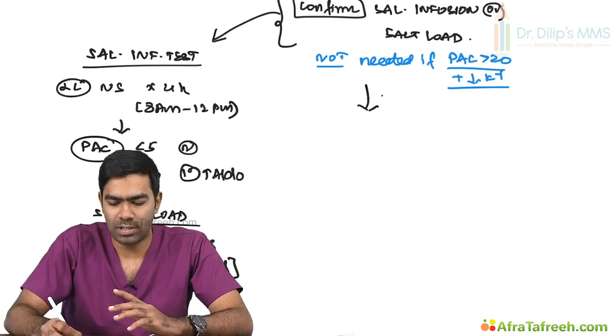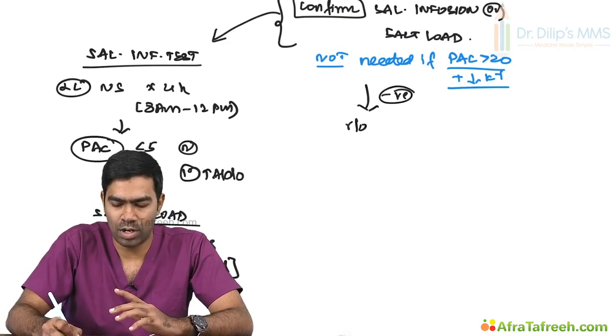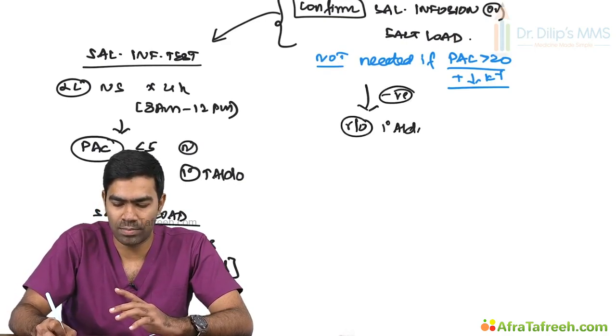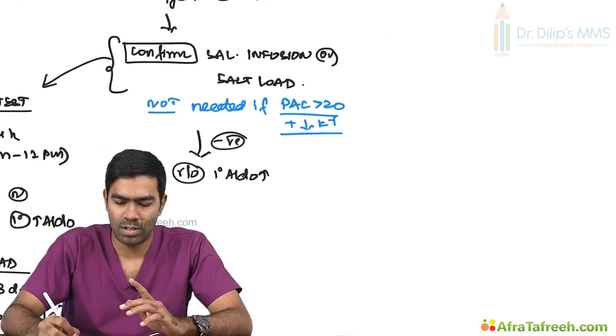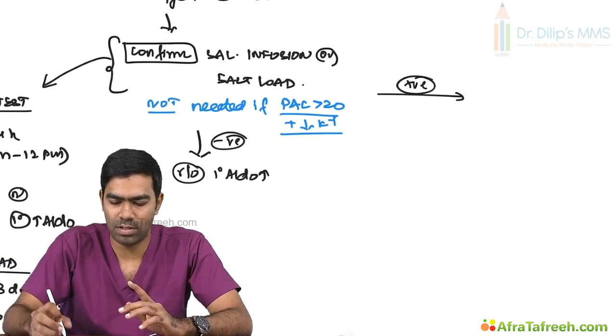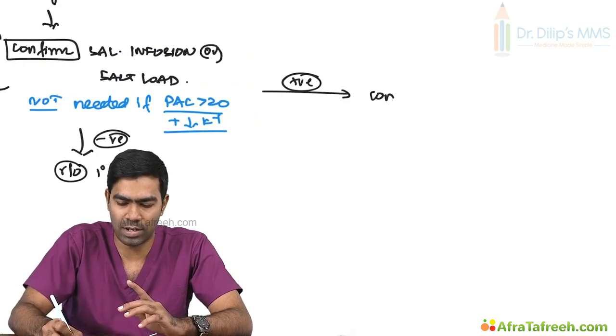If the salt suppression tests are negative, then you can rule out primary hyperaldosteronism. If the confirmatory tests are positive, then you can confirm. Obviously, these are confirmatory tests. Now it confirms primary hyperaldosteronism.